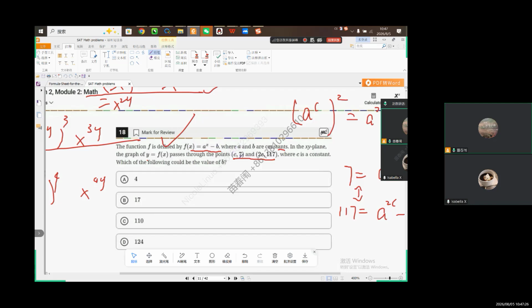Since this is the function, this is the point. I said, well, substitution is the first thing, right? a to the c power minus b is 7, right? And then a to the 2c power minus b is 117, right? Those are two things we get from there. They kind of look like a system of equations, but not so far, because we have too many variables, right? There's just a lot of variables.